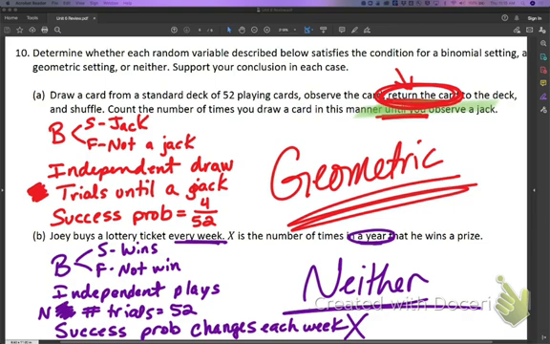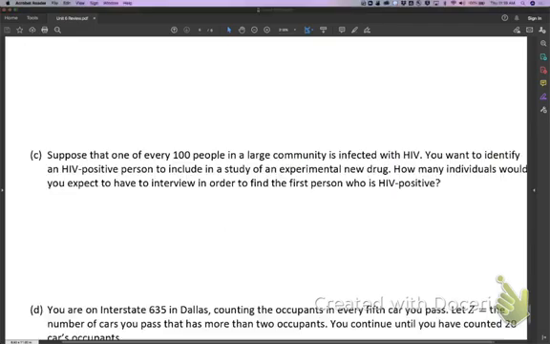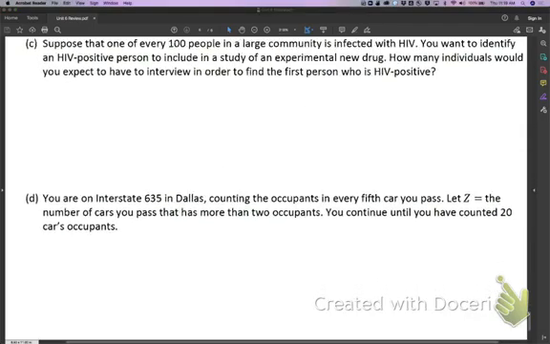Part C. Suppose that one of every 100 people in a large community is infected with HIV. You want to identify an HIV positive person to include in a study of an experimental new drug. How many individuals would you expect to have to interview in order to find the first person who is HIV positive? All right, we do have a clear success and failure.